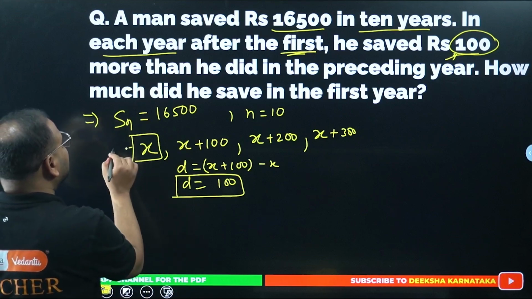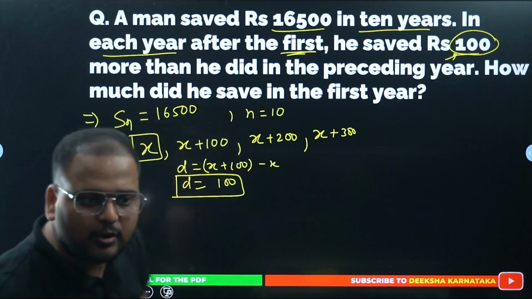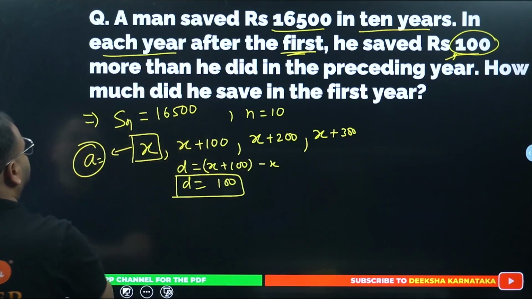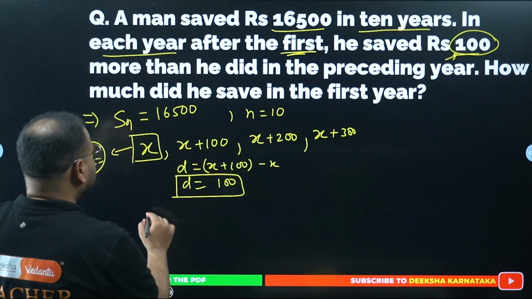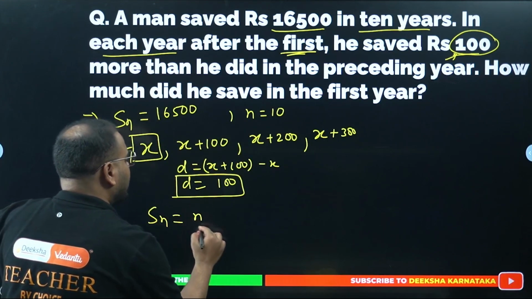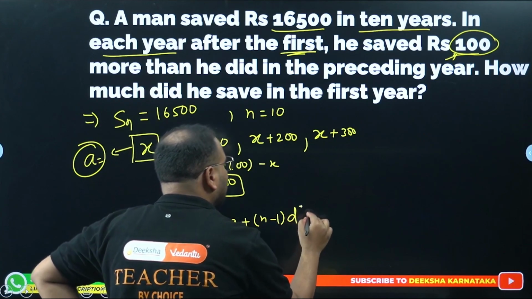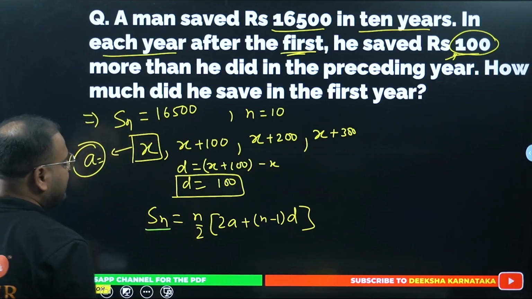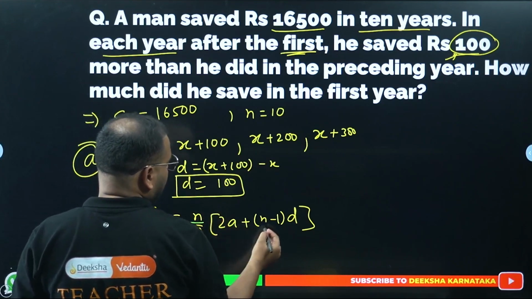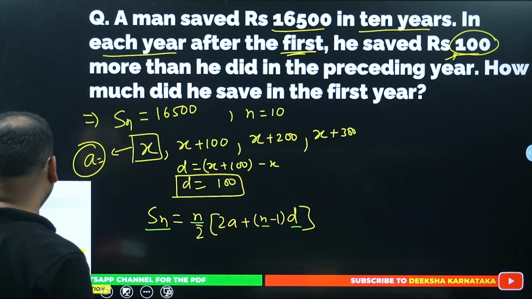So I can say this x is nothing but my first term, so I can write it as a. If I use the variable a instead of x, that also is okay. So my first term is a. Great. Sn is given, n is given, d is given. Finding a. Is it difficult? Use this formula: Sn equals n by 2, 2a plus (n minus 1) times d. Now look at the known variables. Sn is known, n is known, d is known. Only one variable which is missing is a. Can it be solved? Let's simplify it quickly.